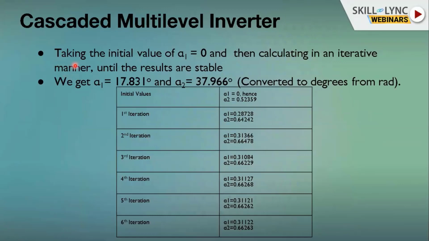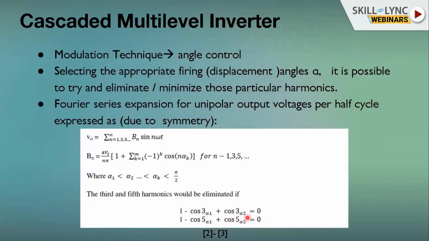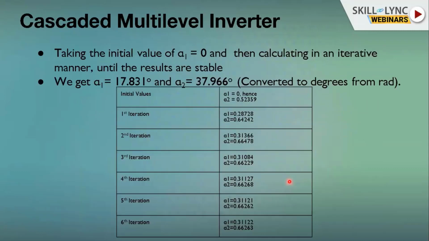So you take the initial value of alpha 1 equal to 0, and then calculate in an iterative manner until the results are stable. You put in alpha 1 equal to 0, and going in this iterative manner, you get the value of alpha 2, which is 0.523. Now you do a second iteration and put the value of alpha 2 that you got, 0.52359, again into the same equations, and then you get alpha 1 and alpha 2.